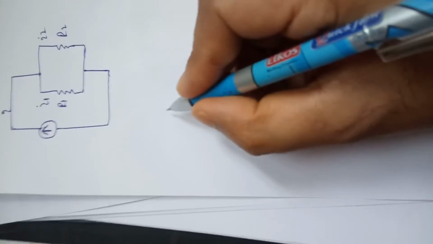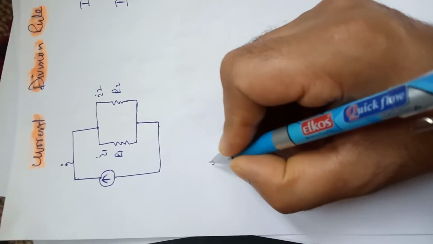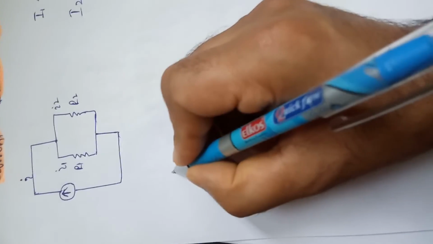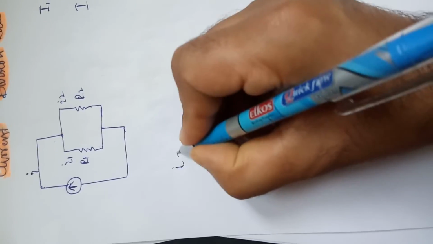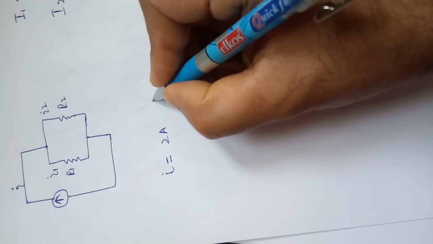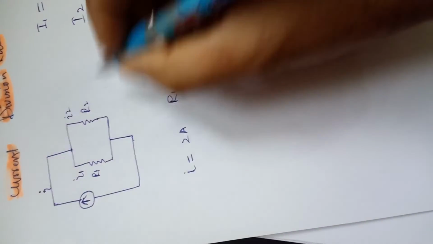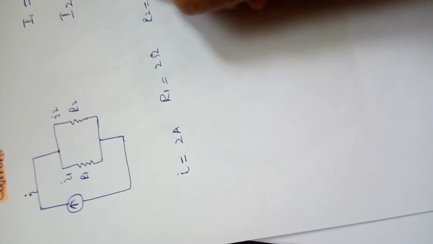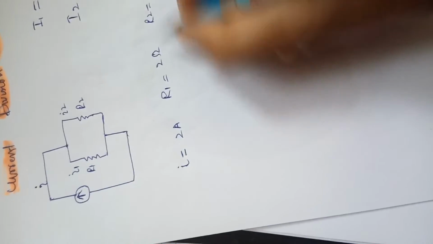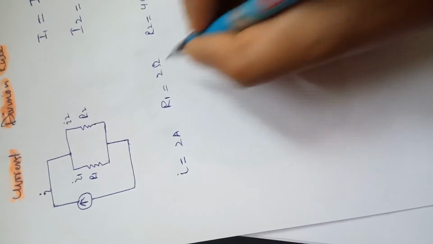Now we can solve a numerical in order to cross check the results whether they are correct or not. So we will give values to the variables. We can put I equal to 2 amperes. We will give the value of R1 as 2 ohm and the value of R2 as 4 ohm. The value of R2 is double the value of R1. So the current in R1 should be double the value of current in R2.